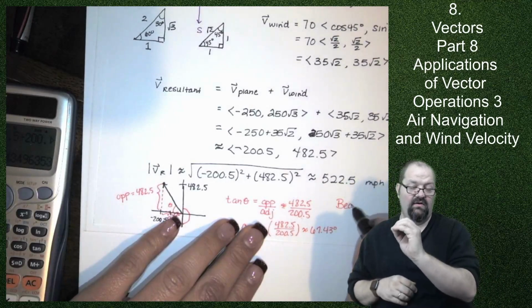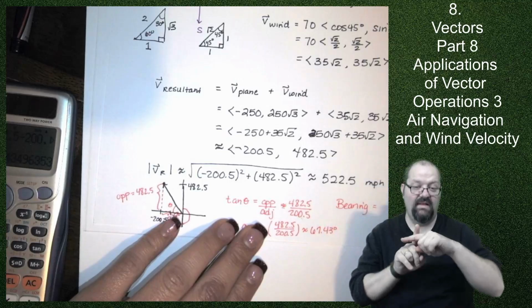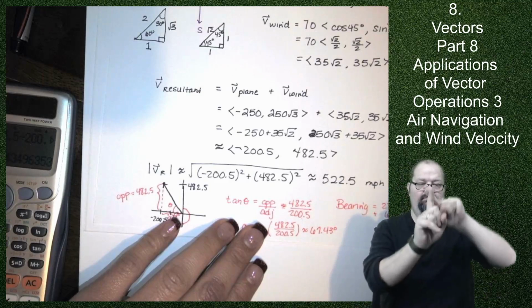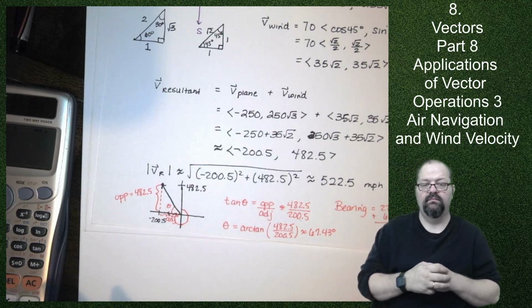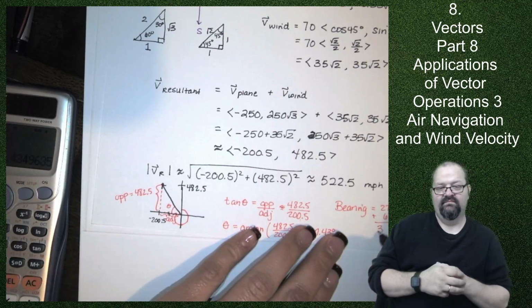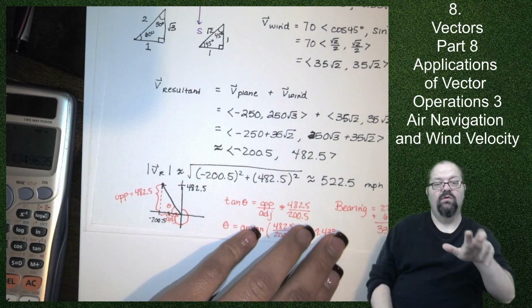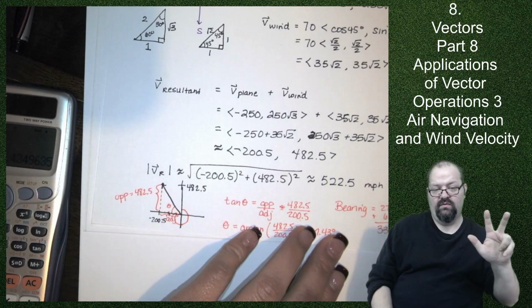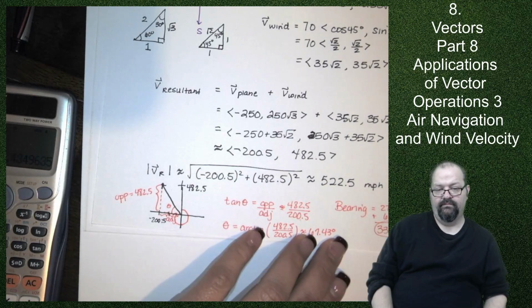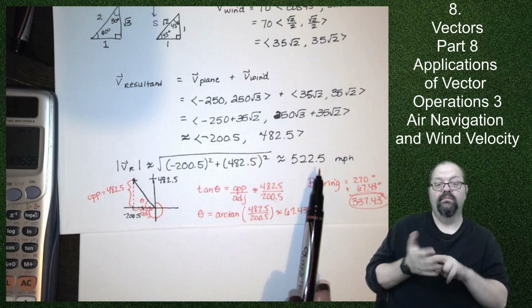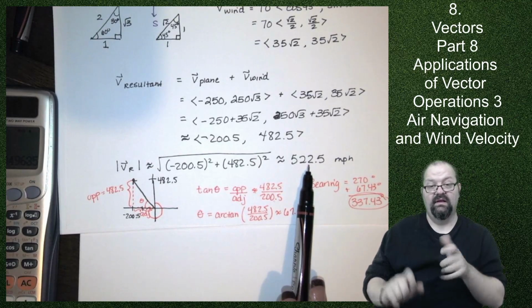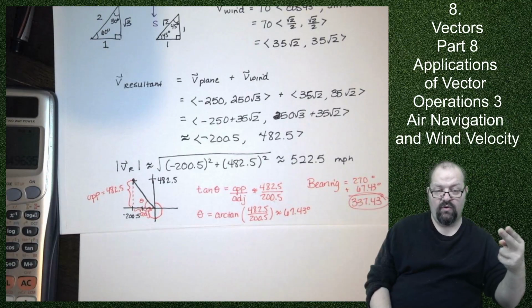So our bearing is 270 plus the 67.43, which is 337.43 degrees. So I've got a speed of 522.5 miles per hour at this bearing.